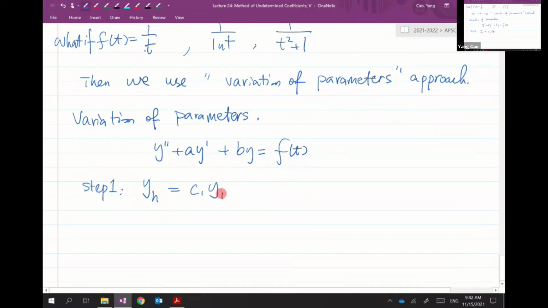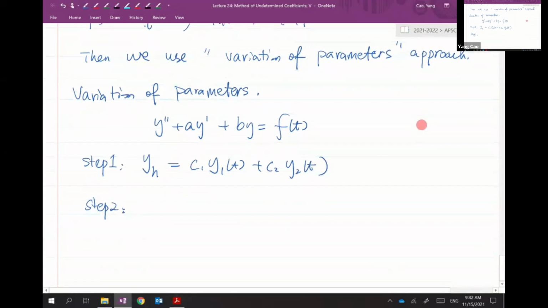YH is C1 y1 of t plus C2 y2 of t. Okay, that's exactly the same approach. So the difference starts from step number 2. If it is undetermined coefficients, or if f of t is exponential or sinusoidal, you can use the lucky guess approach. But this time you notice that you can't do that anymore. So what we do is, okay, we're going to derive a set of formulas.